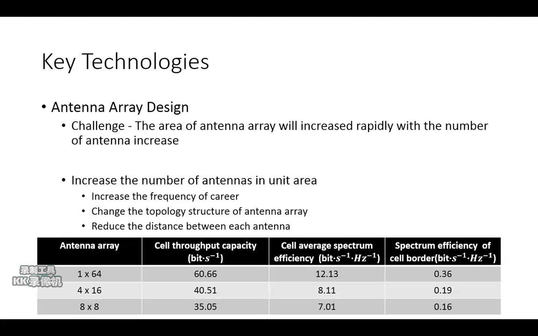And the third method is to reduce the distance between each antenna. As we know, the correlation between different antennas will increase as the distance is reduced, which will affect the system performance. So it cannot be implemented now, but maybe in the future it can be. When we find some new material, it's possible.